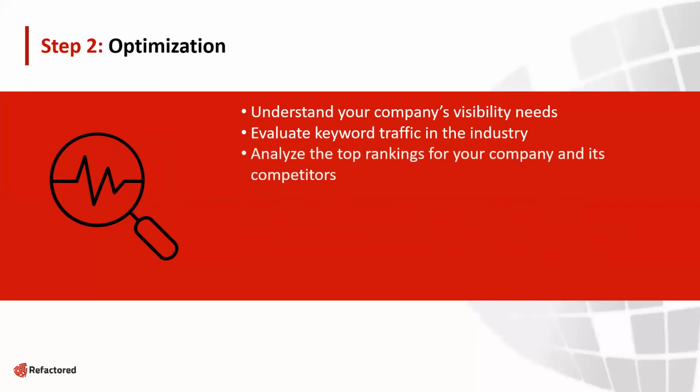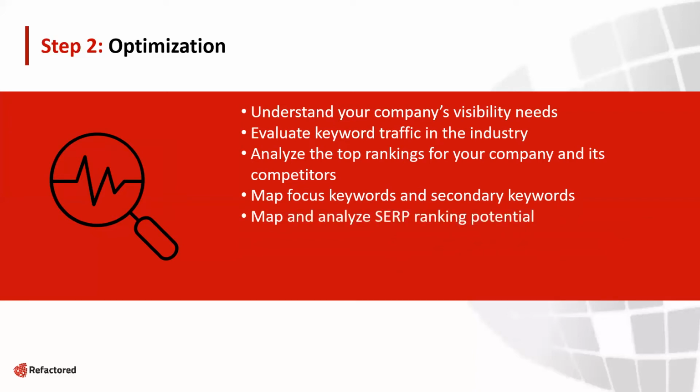We want to analyze the top rankings for your company and all of its competitors to see how you rank in comparison. We want to map focus keywords and secondary keywords to all this information. So we start to put together that map of where we want to go with this. Finally, we want to map and analyze the potential rankings. I mentioned the SERP rankings before. There's a dozen or so different things that we can have our search engine results be optimized for, things like videos or answer boxes. That's where we want to start taking those keywords and saying which are really competitive SERP rankings that we can own, and we start to put a plan around those.